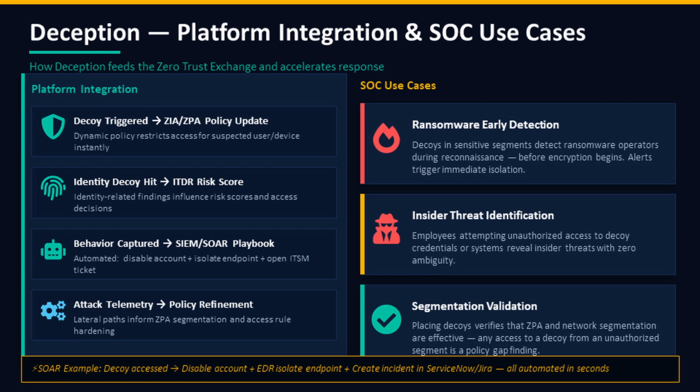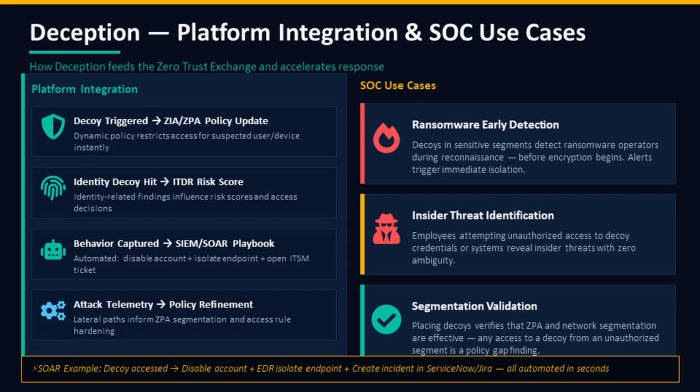Insider threat identification. If an employee is deliberately trying to access resources they shouldn't, they'll encounter decoys just like an external attacker would. Any interaction is inherently suspicious, and because the credential or asset they accessed was fake, there's no ambiguity about intent.